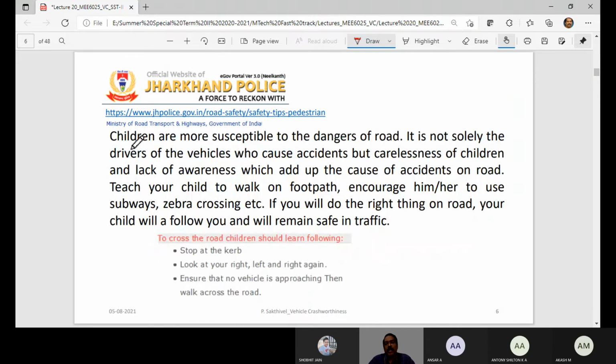And children are more susceptible to the dangers of the road. It is not solely the drivers of the vehicle who cause accidents, but also the carelessness of children and lack of awareness, which add to the causes of accidents on the road. We need to teach our children to walk on the footpath, and encourage them to use subways, zebra crossings, etc. If you do the right thing on the road, your child will follow you and remain safe in traffic. If we obey the rules of traffic, our children will also learn from us. That is an important message.